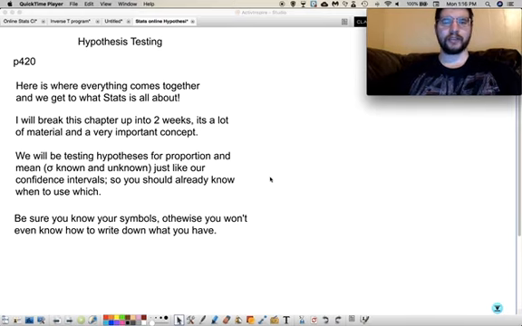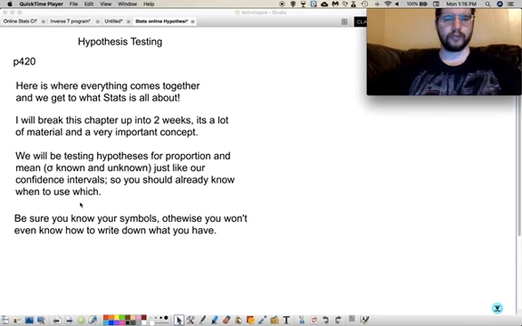We're going to be talking about hypothesis testing for proportion and mean. The two types, sigma known, sigma unknown, and this is exactly what we did for confidence intervals. So you should know when to use Z and when to use T. Be sure you know what your symbols represent. If you don't know what your symbols represent, you won't be able to write down your information. If you can't do that, you can't do the work.